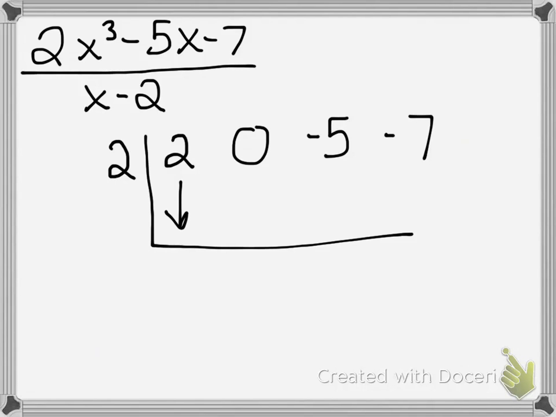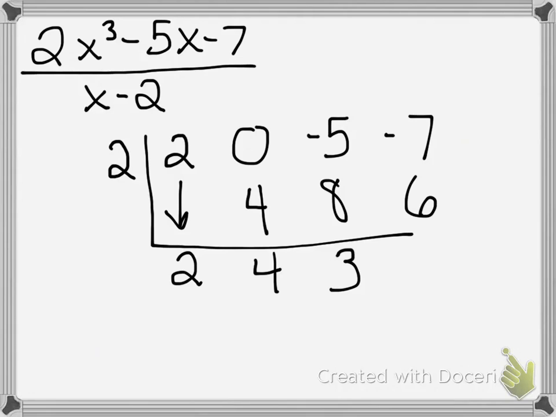Okay, then this comes down. You do 2 times 2 is 4. Add them, get 4. 4 times 2 is 8. Add them and get 3. And then multiply them and get 6. Okay, and then add them and you get -1.